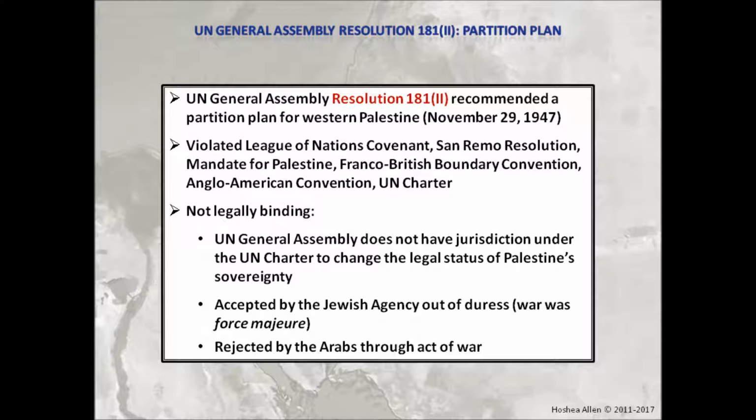But we'll go even further. Even if Resolution 181 did not violate all of the treaties of international law we just referred to, and even if the UN General Assembly had the authority to create or nullify national sovereignty, there's actually a third reason why Resolution 181 has no further legal significance. Although it was initially accepted by the Jewish Agency out of duress, it was totally rejected by the Arabs through their coordinated act of war against the Jewish state. And in law, any contract agreed to by only one party is not legally binding.